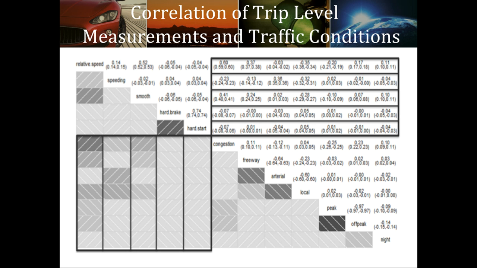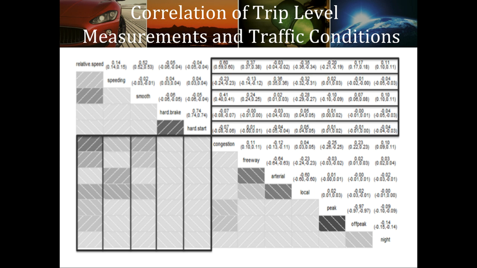This means that a trip with a higher frequency of hard brakes usually also has a higher frequency of hard starts. Relative speed and smoothness also have a strong positive correlation, indicating that if a trip is good in relative speed by mostly following other traffic, it also involves smoother acceleration and deceleration.